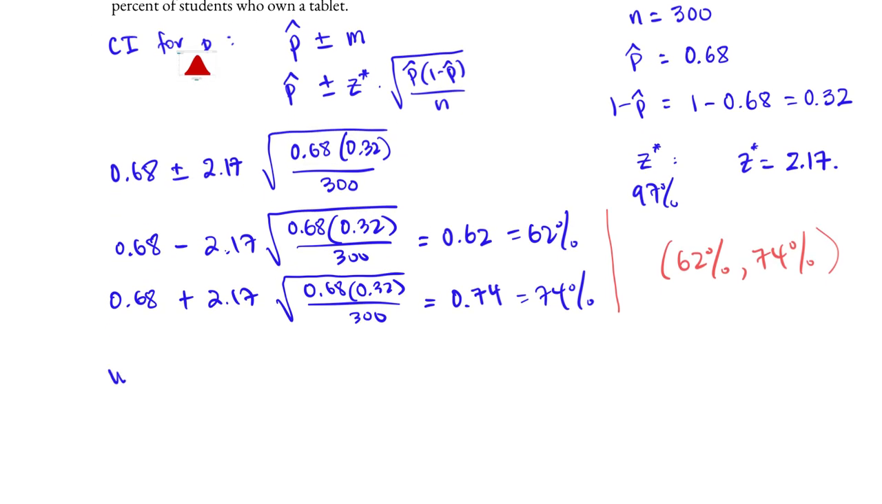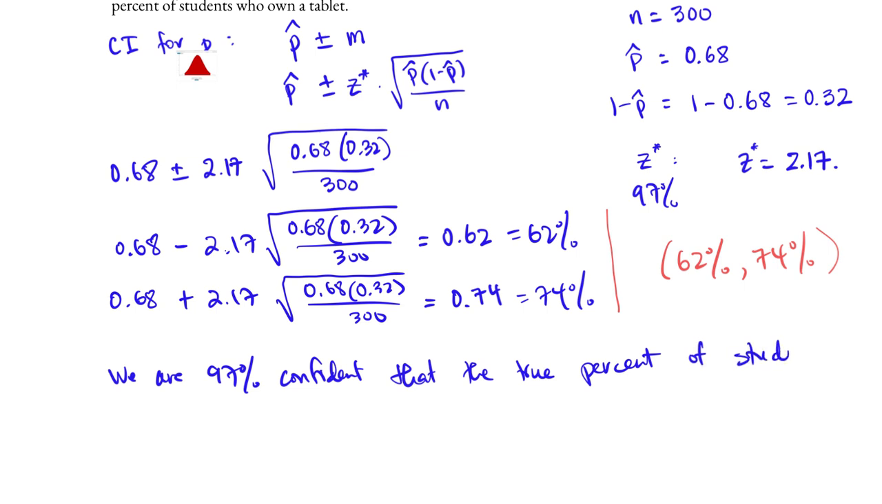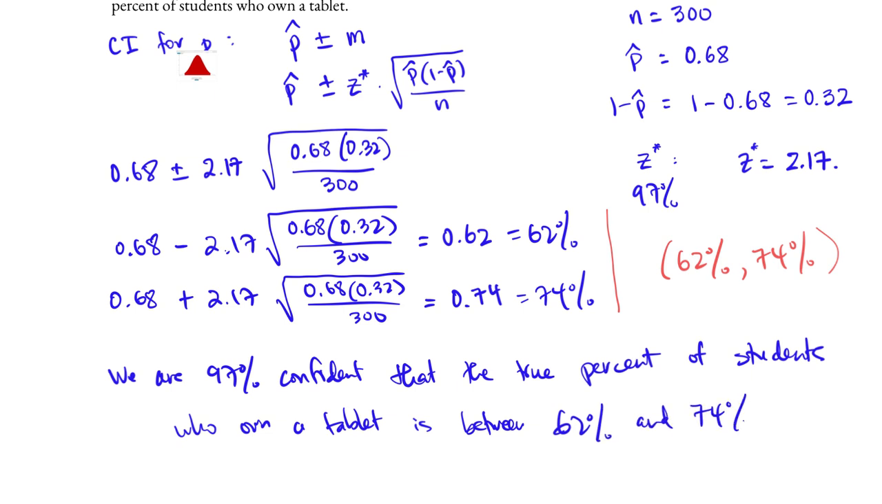We say that we are 97% confident that the true percent of students who own a tablet is between 62% and 74%. What this means is that if we were to construct 100 confidence intervals using the same procedure, 97 of those intervals will capture the true percent.